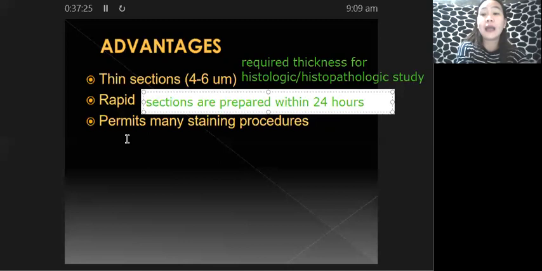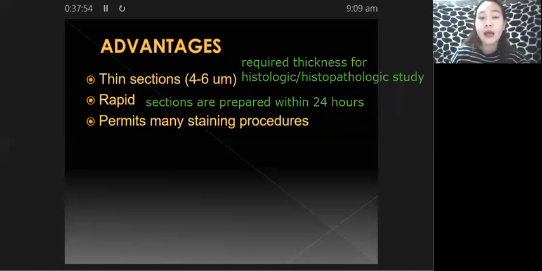Okay, and again, just like what I have mentioned in the purposes, another additional advantage for your paraffin wax is that it permits storage. So you can store your paraffin blocks or your paraffin wax infiltrated tissues for a longer period of time. So those are the advantages of your paraffin wax.